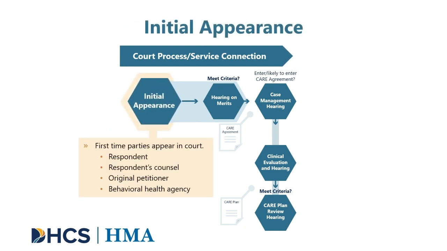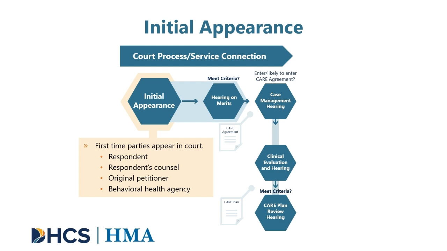So the initial appearance. This is the first time that the parties appear in court. Counsel for the respondent will have been appointed prior to this appearance, and the counsel will let the respondent know that they have the right to a supporter. The respondent, along with their chosen supporter, can choose to be at this court hearing, or they can allow their attorney to appear for them.